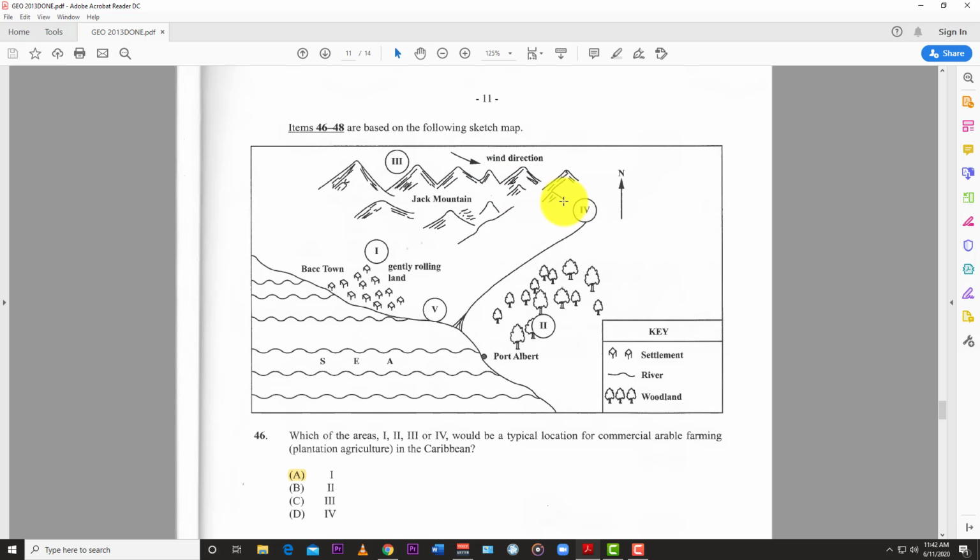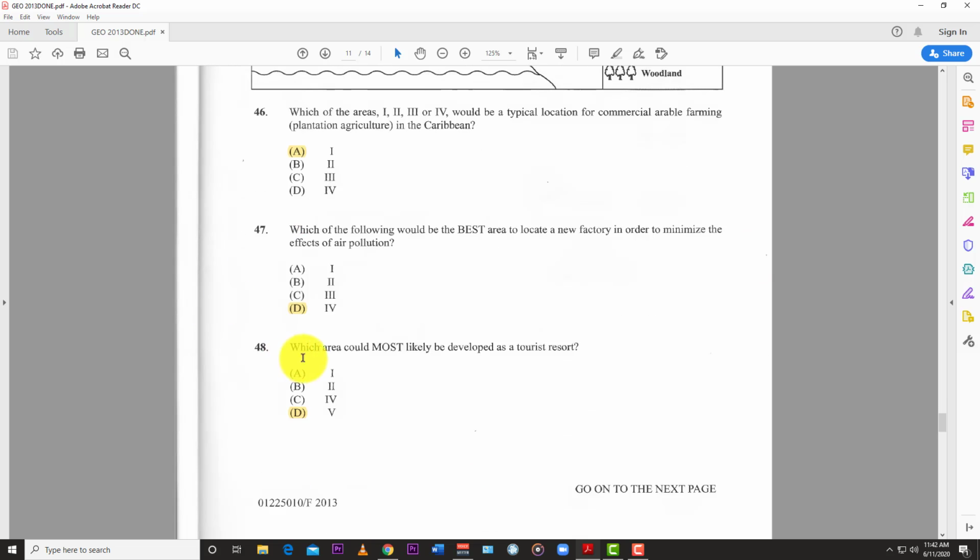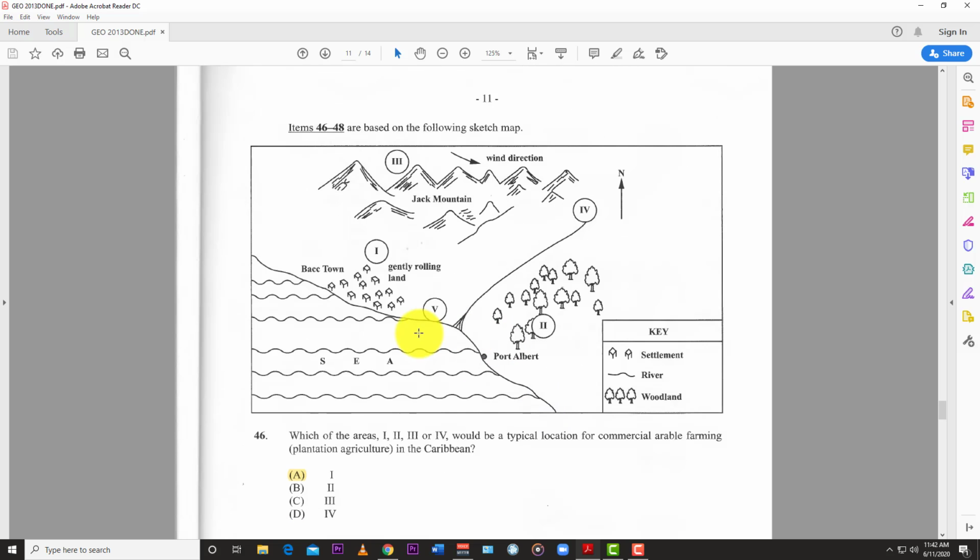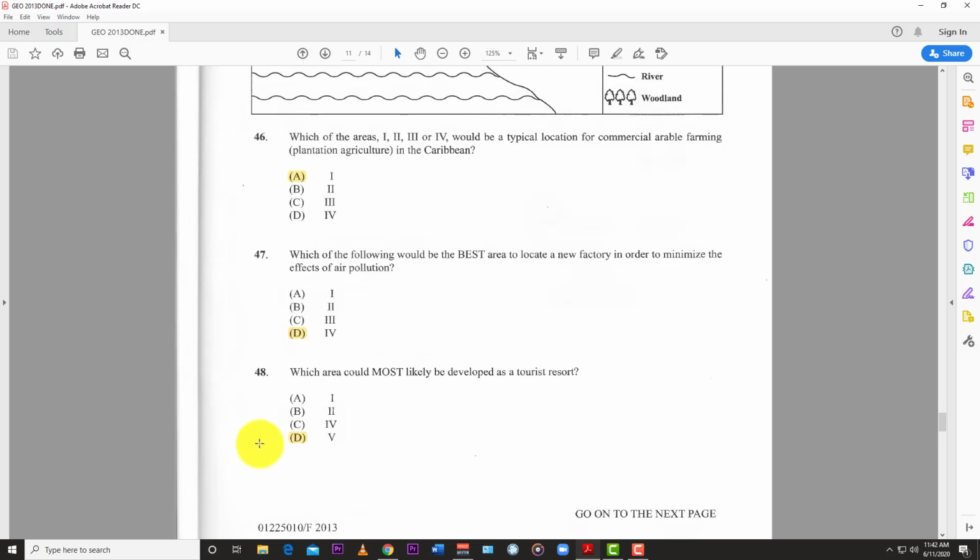And so if you locate here, the wind drift is not going to carry any pollutants into any places that are inhabited by people or anything like that. Alright, he's going to go away from them. 48, which area could most likely be developed as a tourist resort? And of course the answer is 5, by the sea. Alright, tourists like the sun and the sand, so the answer is number 5D.